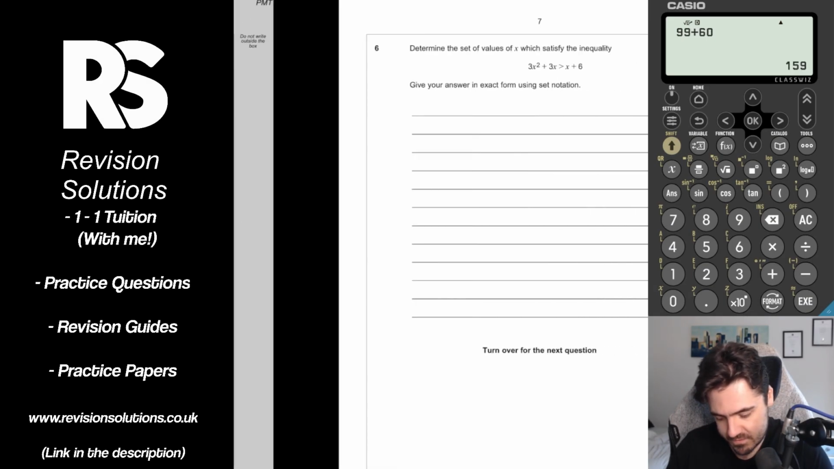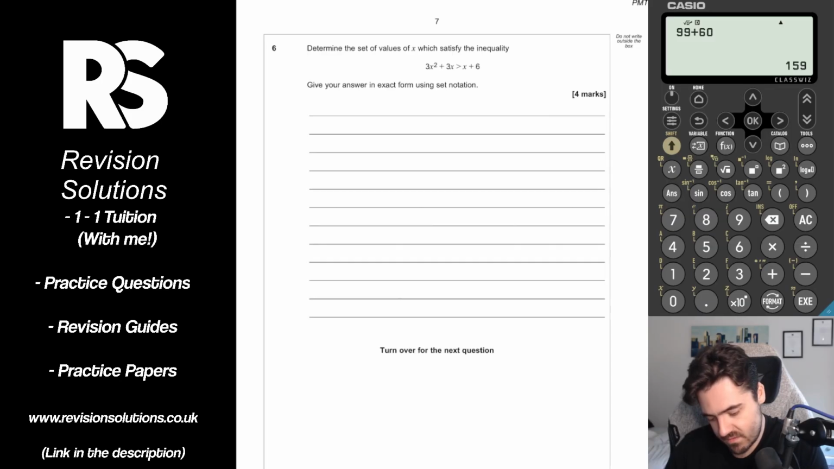Okay, so moving on to question 6, it says determine the set of values of x which satisfy the inequality 3x squared plus 3x is greater than x plus 6. In this inequality, we only have linear and quadratic terms and a constant. That makes it a quadratic inequality. So we can bring it all to one side first. That would give us 3x squared plus 2x minus 6 is greater than 0.